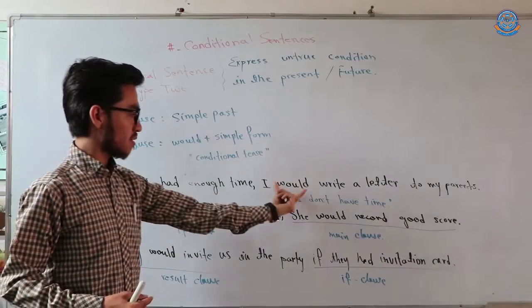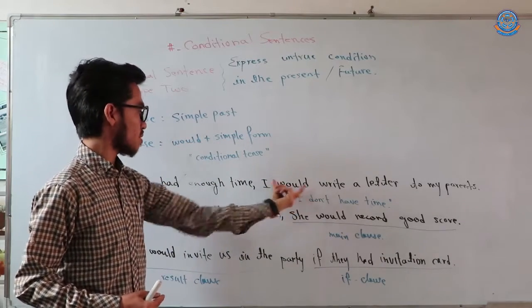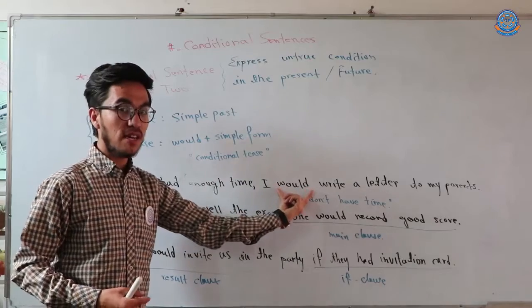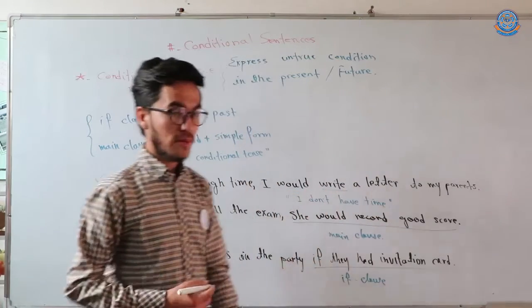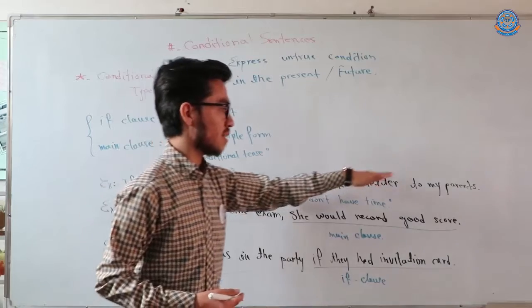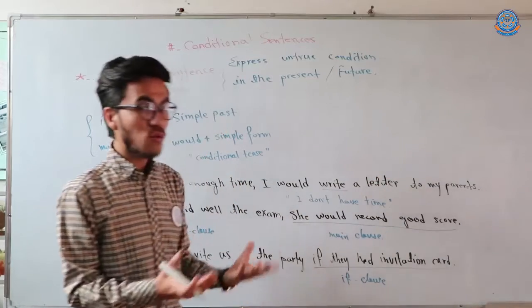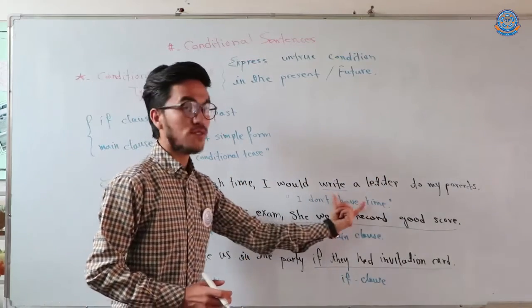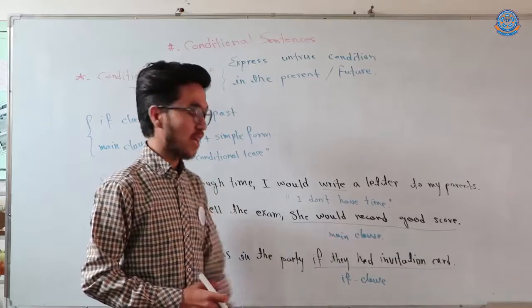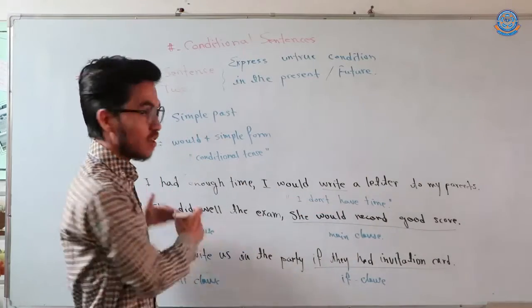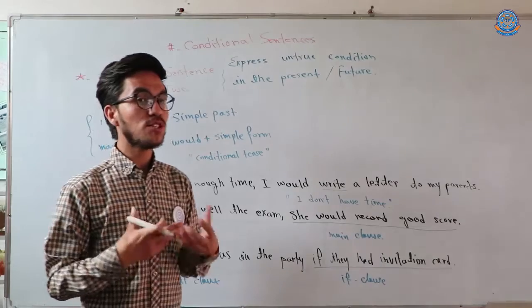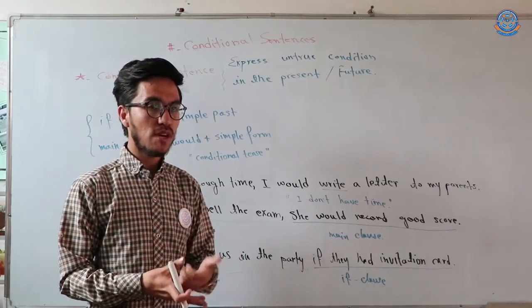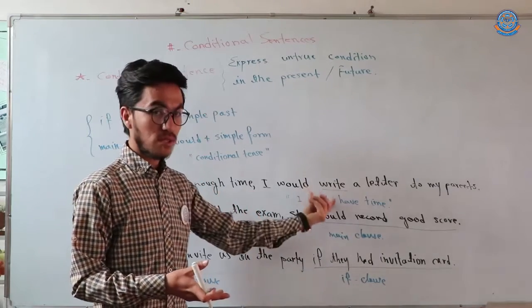In the main clause, we must have would, and after would, we're going to use the simple form of the verb. I would write a letter to my parents. What it means is I don't have time. And when you're talking about these kinds of conditional sentences, it means we are expressing an untrue situation or untrue condition in the present.